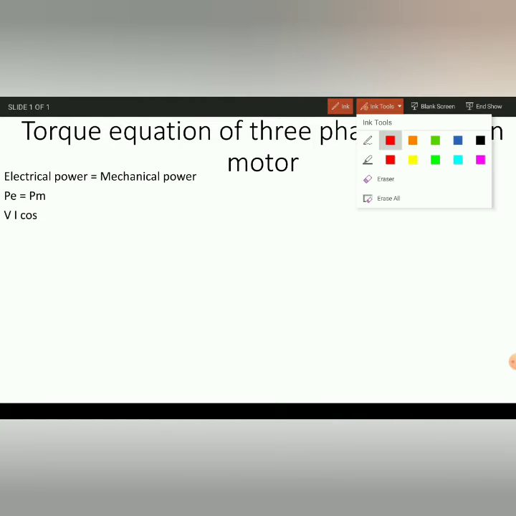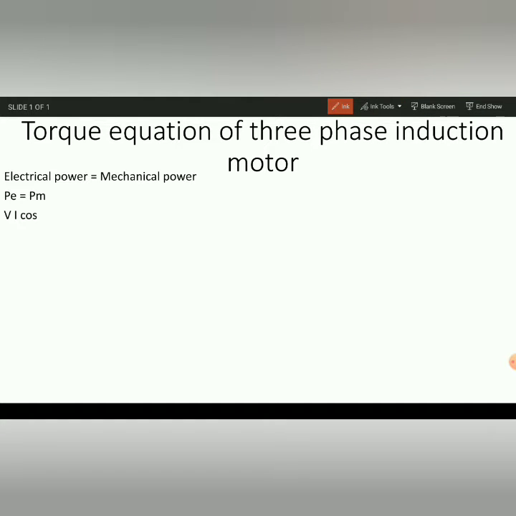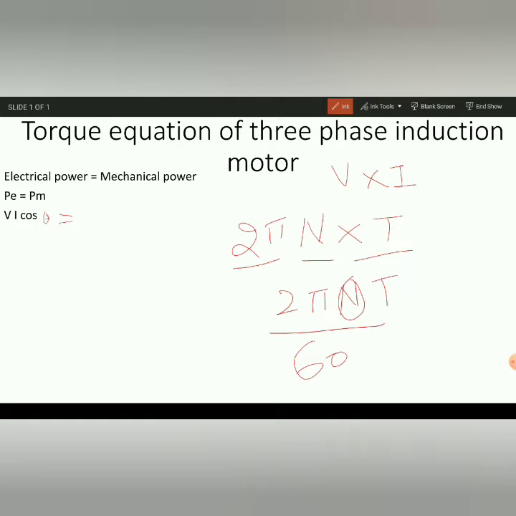Now here let us write VI cos theta, which is equal to the next one, mechanical power. What is mechanical power? In case of electrical power, we say voltage into current is the electrical power. In the same way, the mechanical power is speed multiplied by torque. You might have seen this already, the constant we get is 2 pi n T. This is the mechanical power. If you consider the speed in rpm, then it is 2 pi n T divided by 60. So this is in watts.